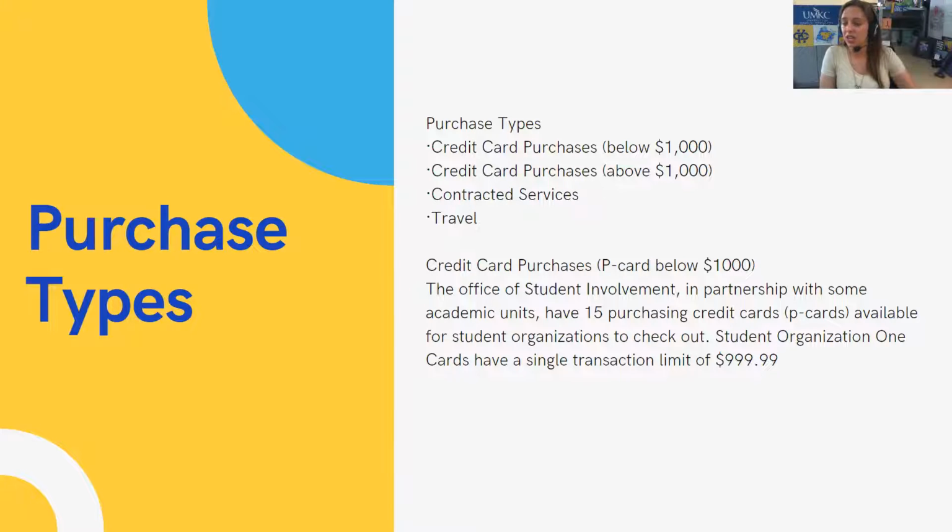Typically, both of these do take some time. We ask that P cards are requested at least 72 hours before an event, and then purchase requests usually take a few weeks to process, anywhere between 2 to 4 weeks. So please be sure to encourage your student orgs to get that in in an appropriate manner.